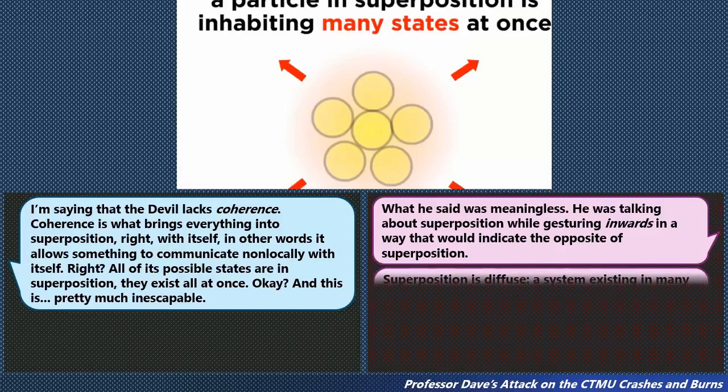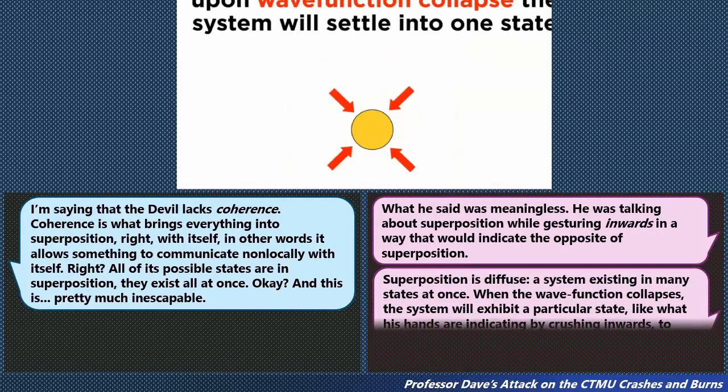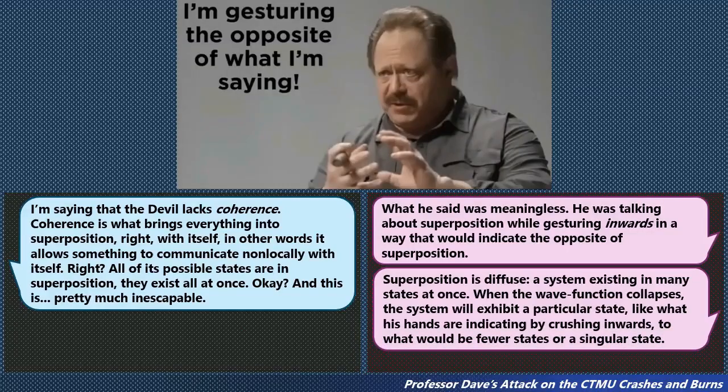Superposition is diffuse, a system existing in many states at once. When the wave function collapses, the system will exhibit a particular state, like what his hands are indicating by crushing inwards, to what would be fewer states or a singular state.